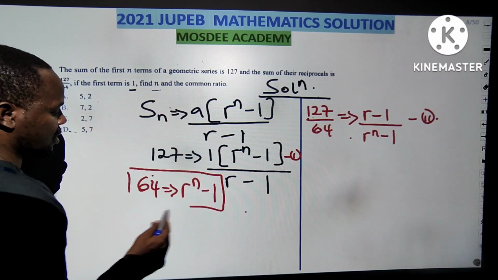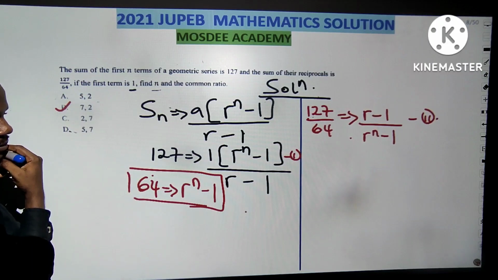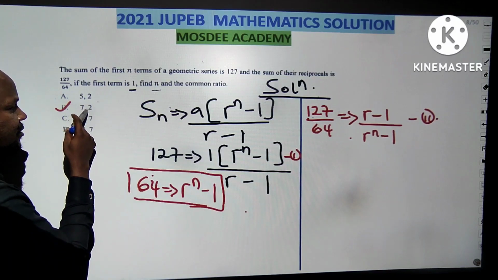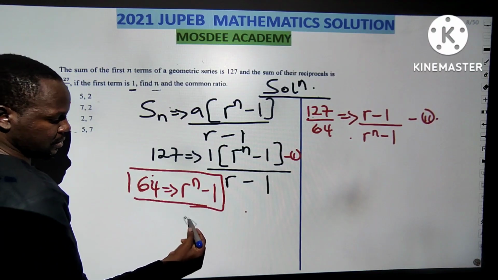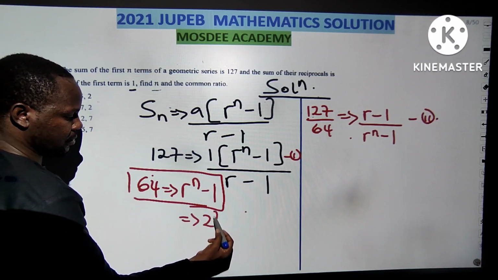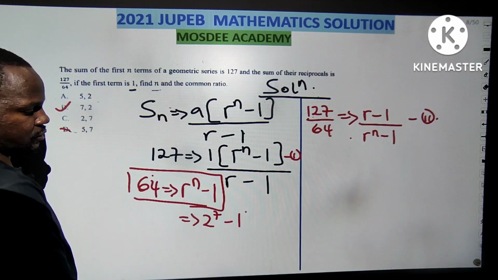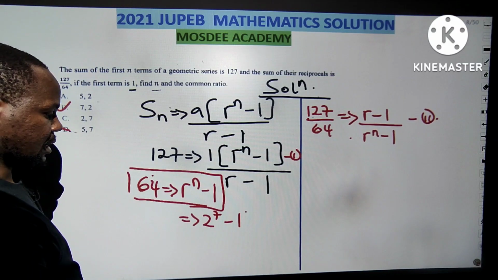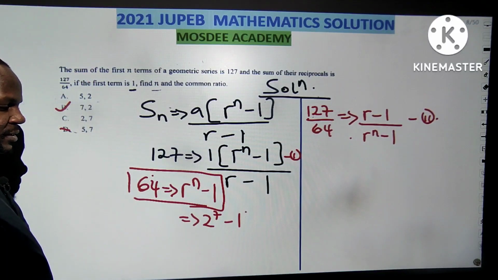It's simple to know which will be the right answer. You can confirm. If n is equal to 7 and R is equal to 2, does it conform with the equation? Should I check for you? It should be R raised to power n minus 1, so 2 raised to power 7 minus 1. 2 raised to power 7 is not 64. It's 2 raised to power 6 that is 64.